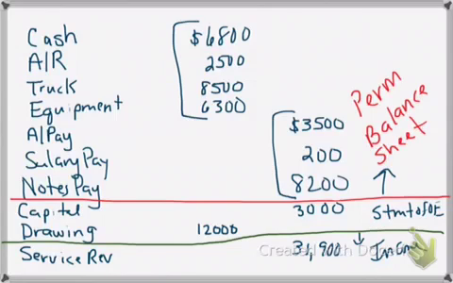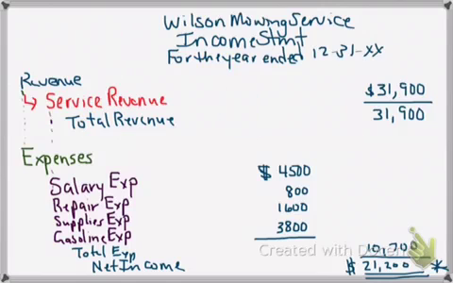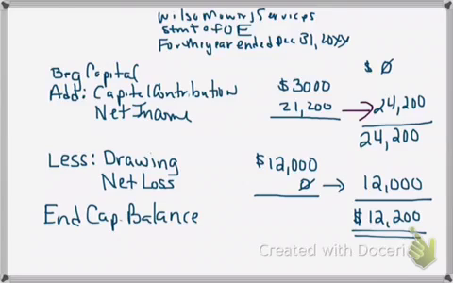Now the other item that is on this is going to be this capital, but with the capital, it's got to be the ending capital balance. So this right here is actually what's going to move over to the balance sheet. Is going to be that $12,200. It's not going to be that $3,000 that was on the adjusted trial balance.